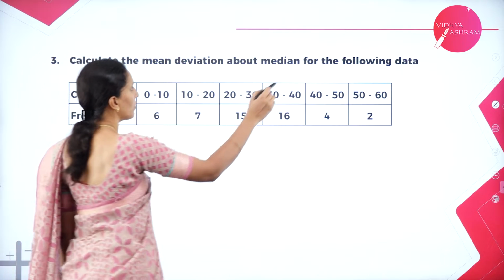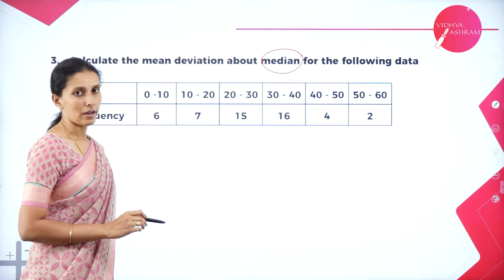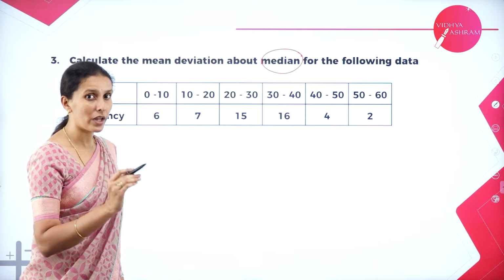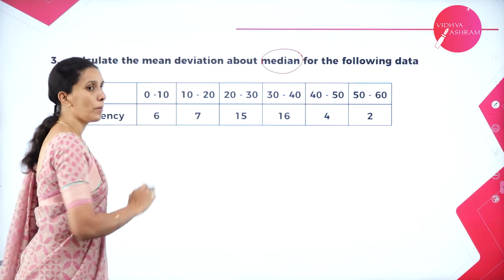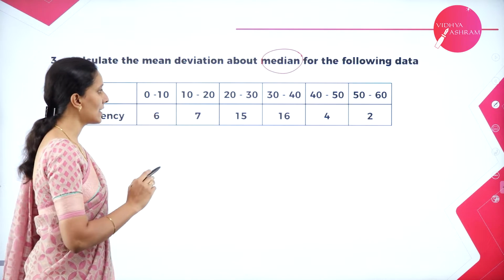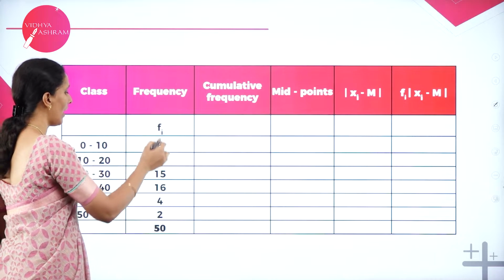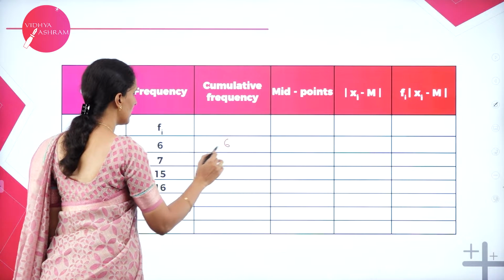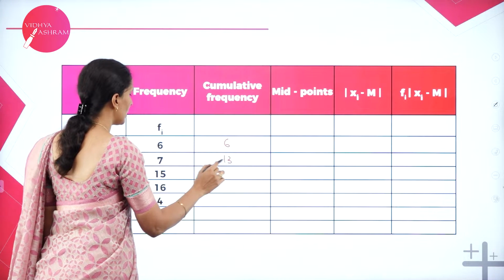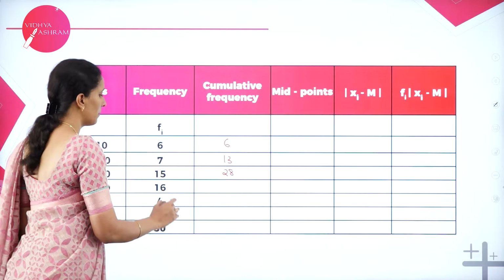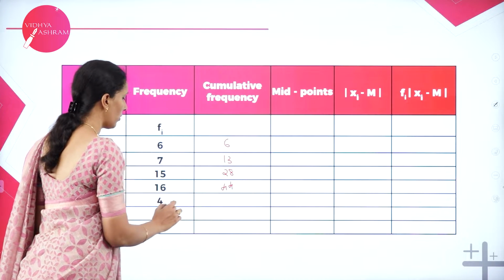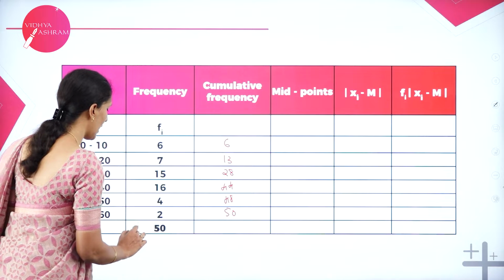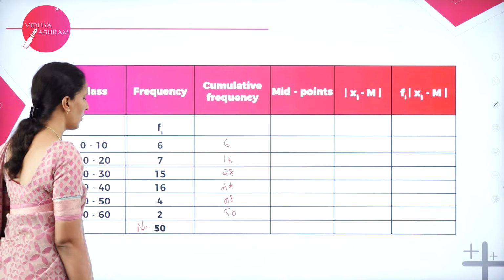Now here we have to calculate using the median. So let's see how we can calculate. Again, the concept of cumulative frequency is very necessary. Also, the score must be the midpoint. Let us write this in a table. So we have the class interval and the frequency. Let us write the cumulative frequency first. So 6 plus 7 is 13, 13 plus 15 is 28, plus 16 is 44, 44 plus 4 is 48, 48 plus 2 is 50. So this is our n. When you add it, here it is 50.